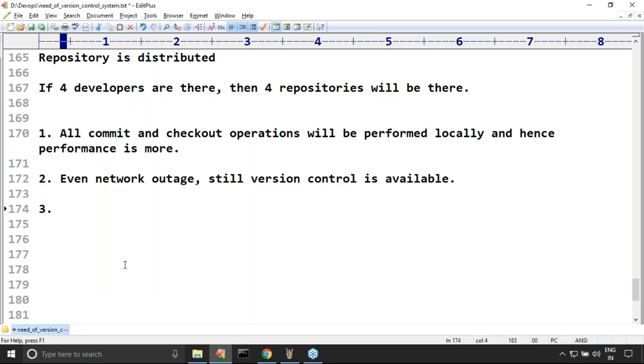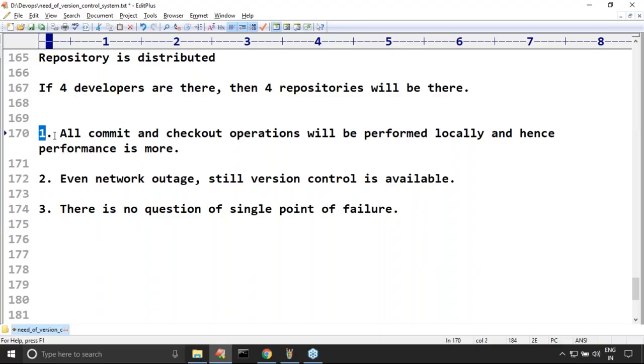Next, every developer has his own local copy. Have you observed? Every developer has his own local repository. That's why there is no question of single point of failure. Suppose one developer's machine is gone, no problem at all. That repository is already available on the other developer's machine, so he will take that repository and continue his work. Is there any chance of single point of failure? No, there is no question of it.